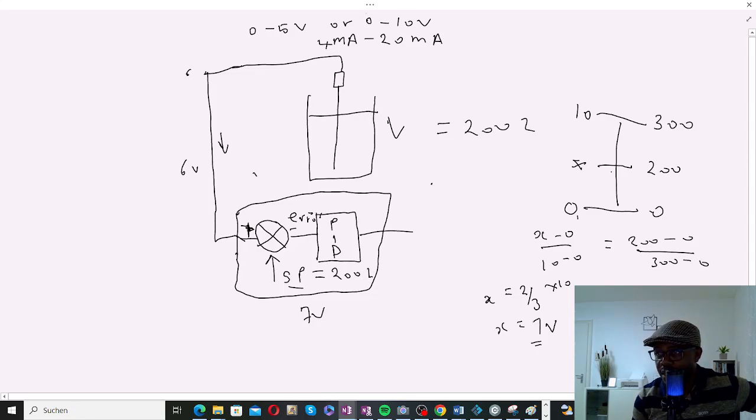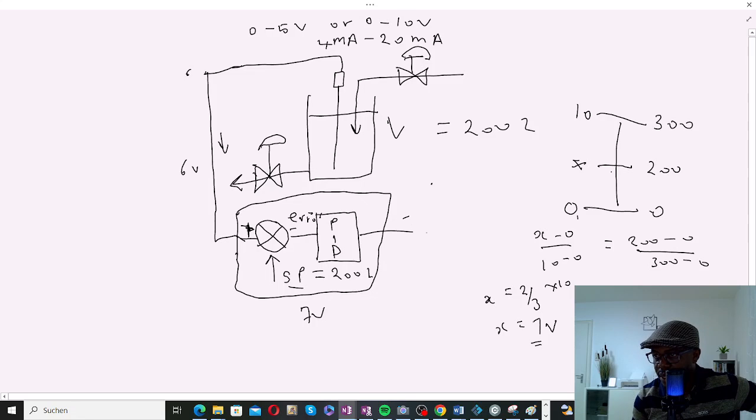Now, let me say here we have a valve coming in, and we have another valve going out. This is a pneumatic valve. A pneumatic valve is a valve that is actuated by air. This is also a pneumatic valve. So because we have an error signal, this error signal is sent back to this valve.